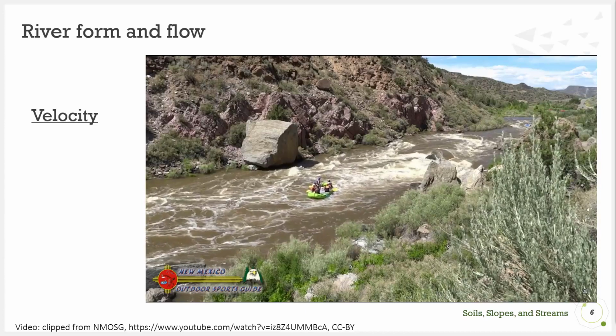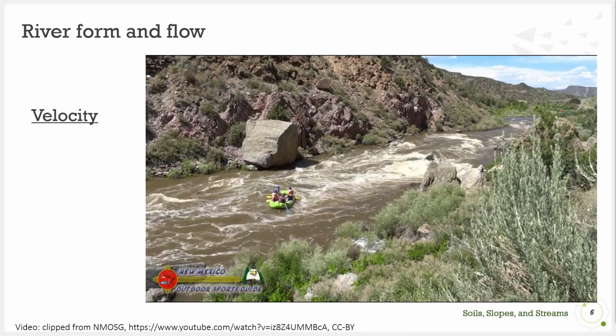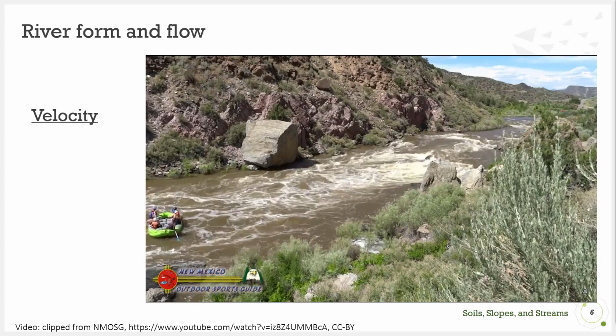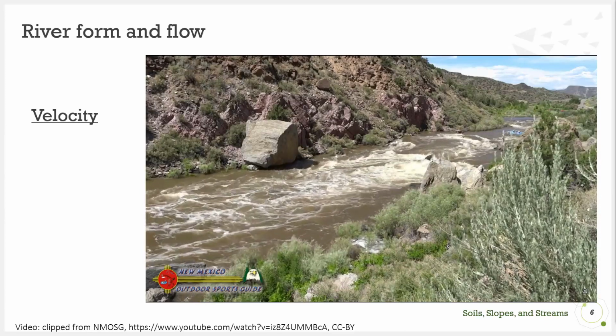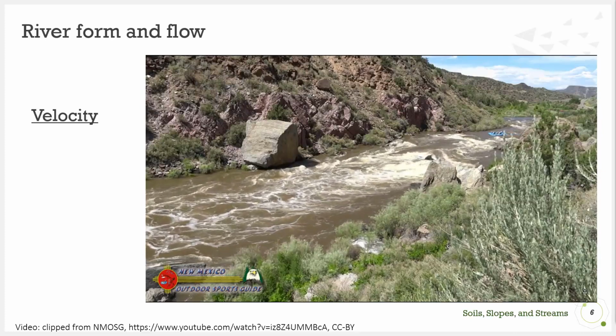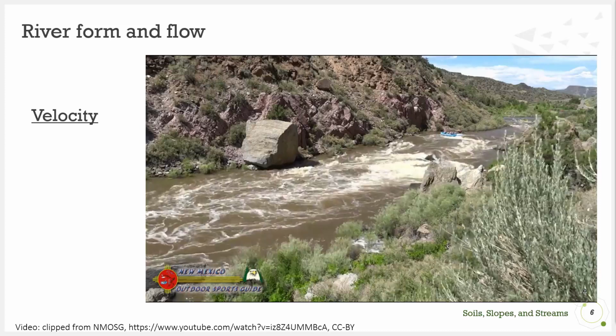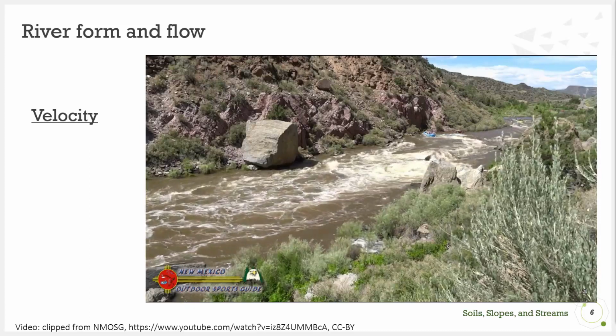Velocities tend to be slowest near the base and sides of the channel where the water contacts the riverbed, and you can see this in the video here, especially if you look towards the lower half or the downstream section of the river. The flow is fastest in the middle of the channel.